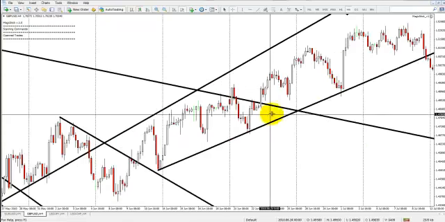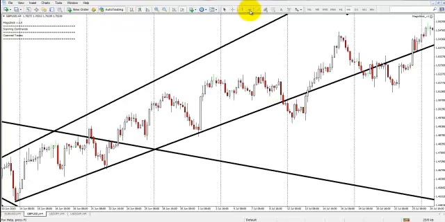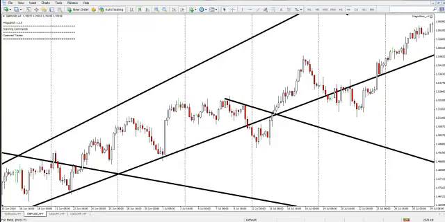Okay, and then if you sold on that candle right here, you might have lost on this trade. So let's say that you lost roughly 160 pips. So minus 160.